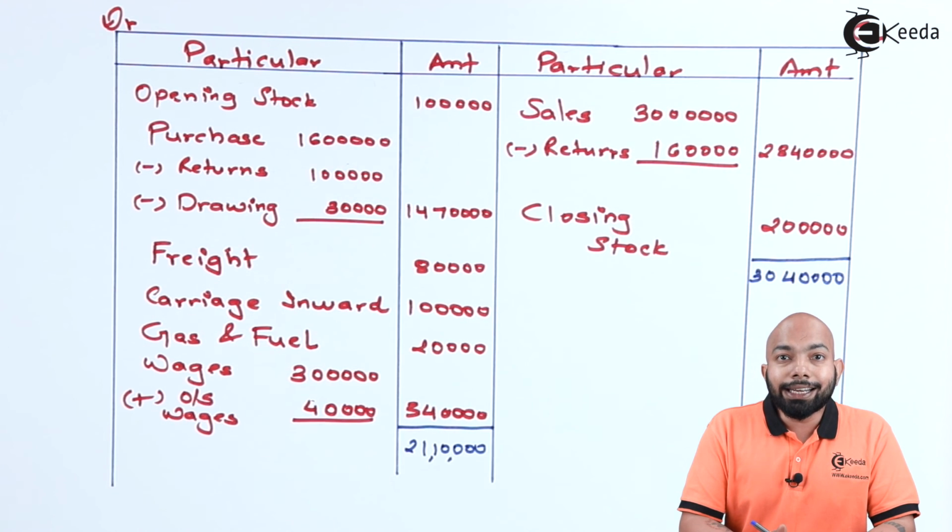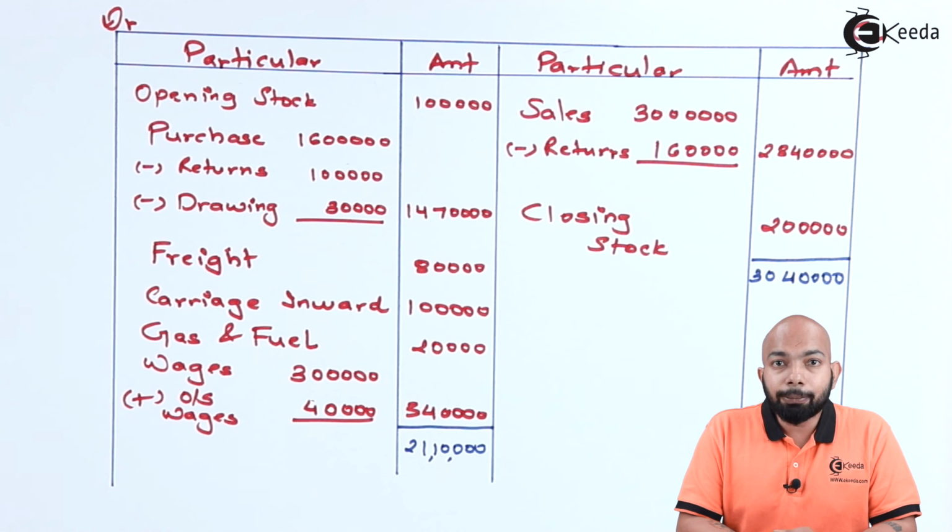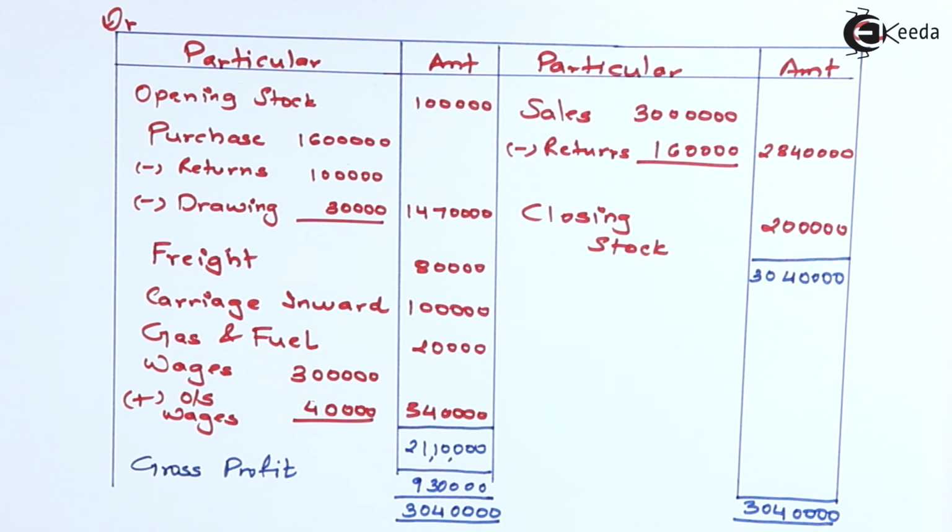So if you can see, the credit side has a total of 30,40,000 and the debit side has a total of 21,10,000, which clearly states that the credit side is more as compared to the debit side, which gives you the balance of some amount on the debit side, which is known as gross profit. So here in this question we have gross profit. Let's go ahead and mention that gross profit here. So we have a total of 9,30,000, which is the gross profit.